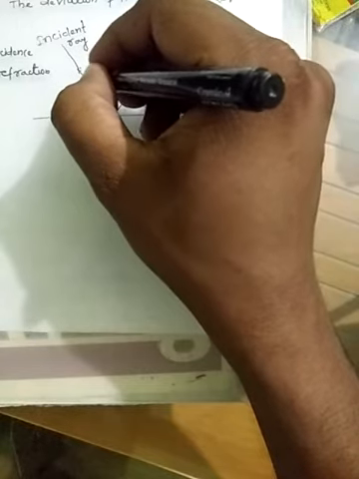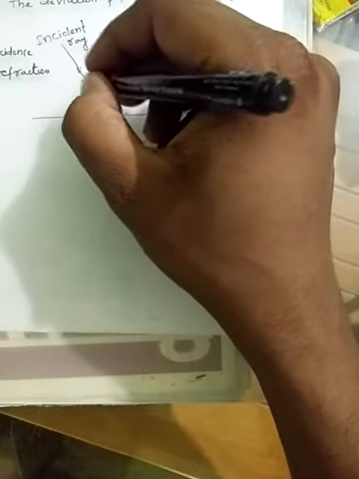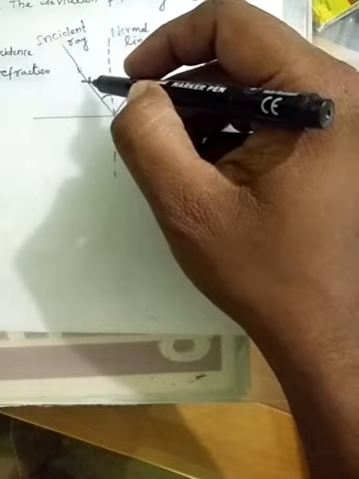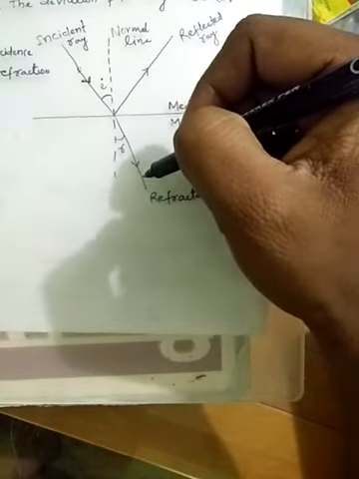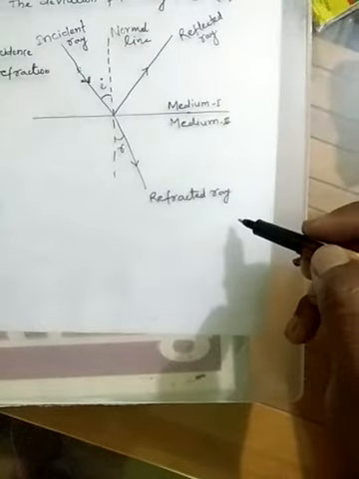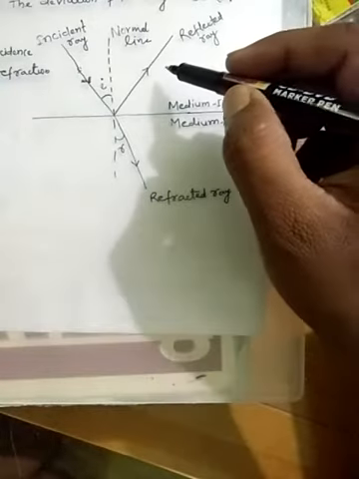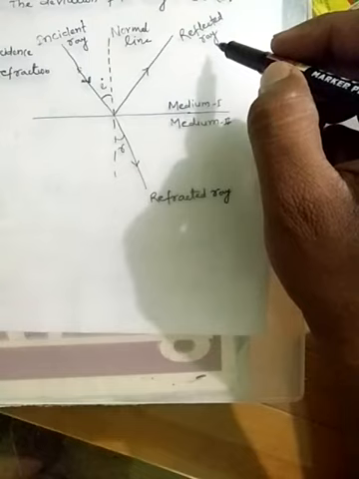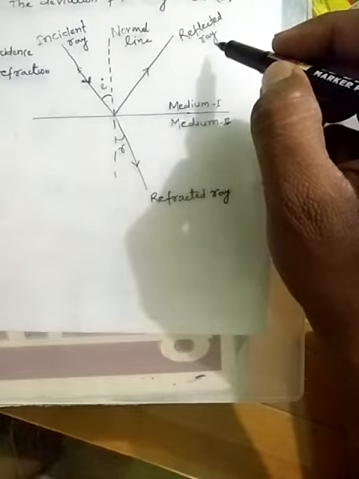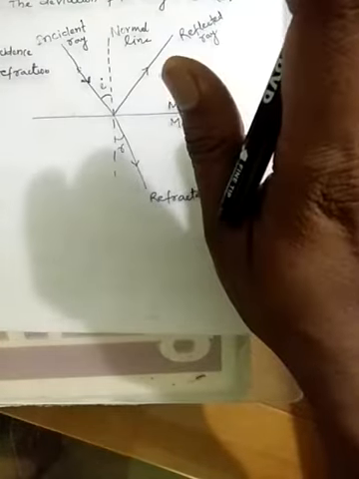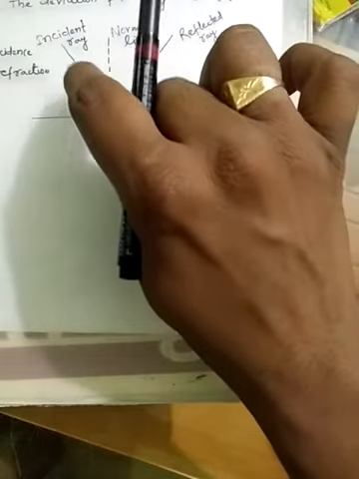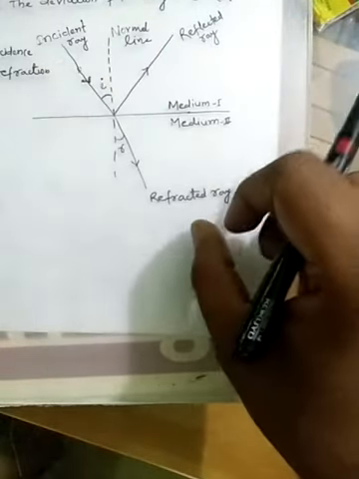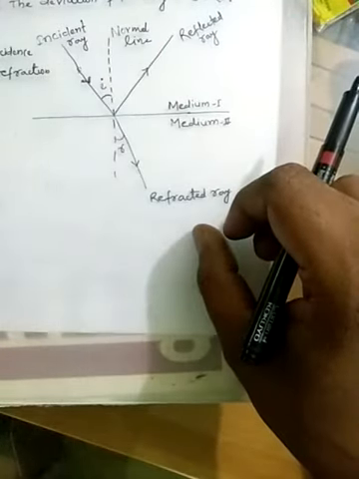The direction of the ray is shown here. This is the incident ray and this is the refracted ray. And if reflection takes place, then this will be the reflected ray. We have to consider these two rays, the incident ray and the refracted ray.